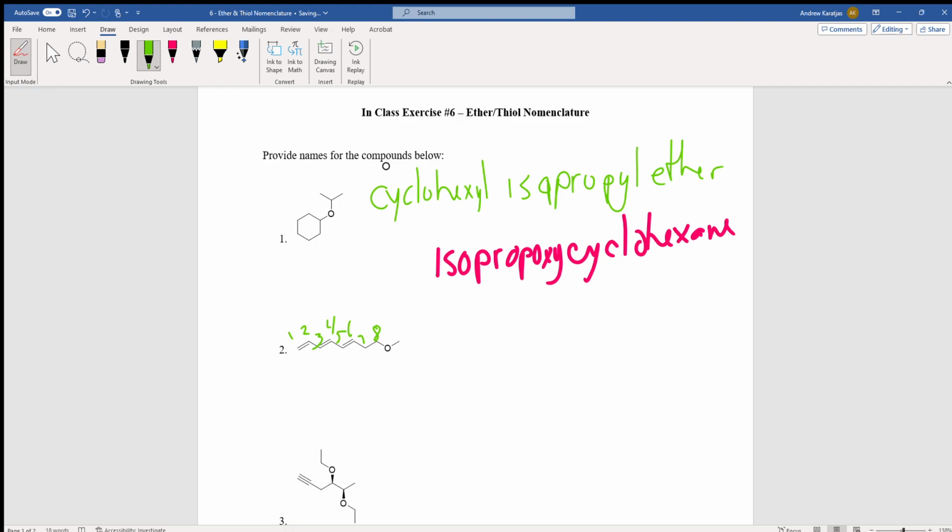So we have an 8-carbon chain. So this is going to be octane. There's 3 alkenes. Those 3 alkenes are at carbons 1, 3, and 5. So we put those in the name, 1, 3, 5. And because there's 3 alkenes, we call this triene. The ether group, which as we said is just a substituent here, is on the 8th carbon. It's a single carbon methyl, plus the oxygen makes it methoxy.